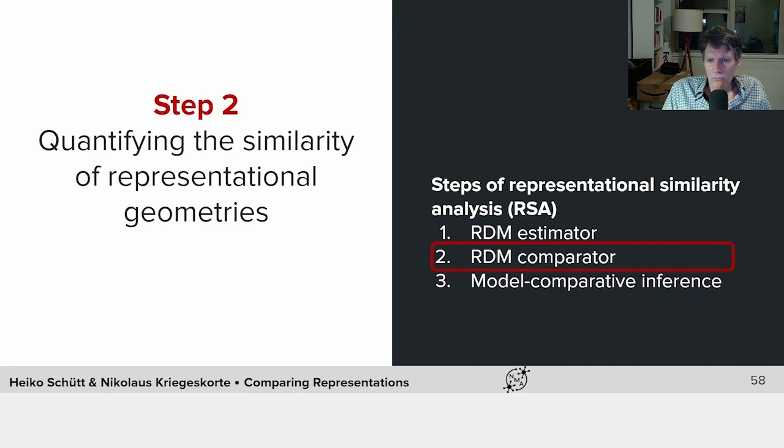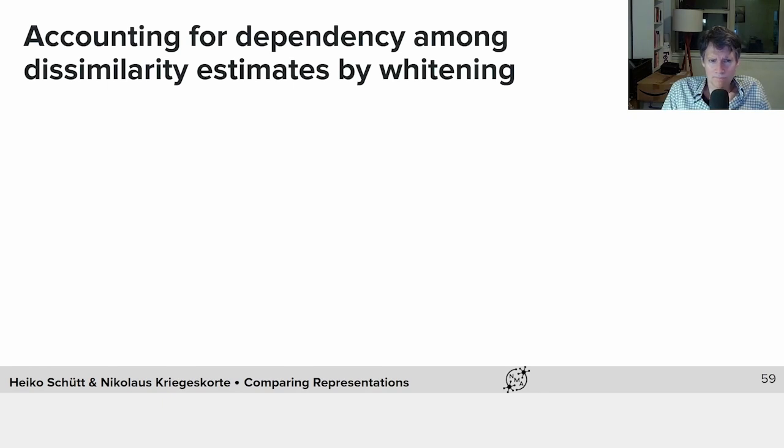So let's move on to step 2 of RSA, which is choosing and applying an RDM comparator. So this is about quantifying the similarity of representational geometries by comparing different RDMs. The question is, what do you compute? How do you quantify how similar two RDMs are? An important issue in this context is that we need to account for dependency among dissimilarity estimates by whitening.